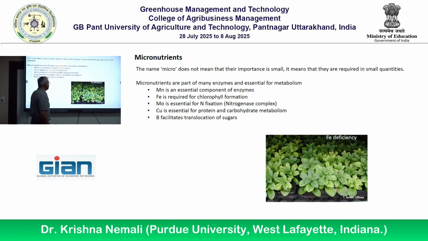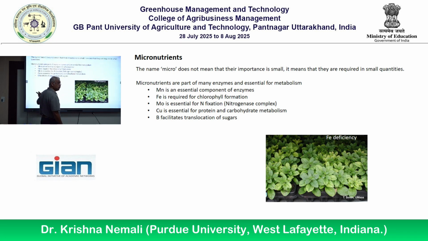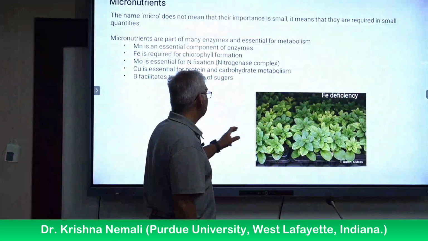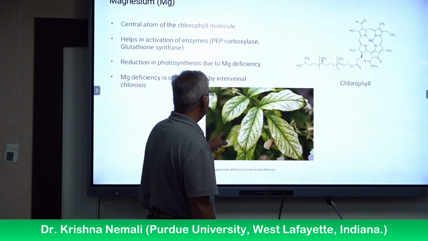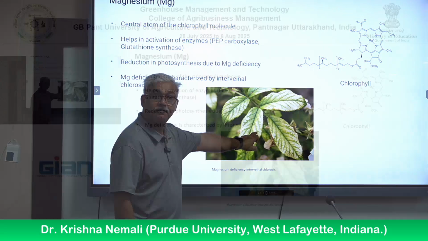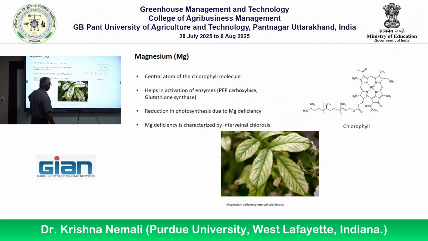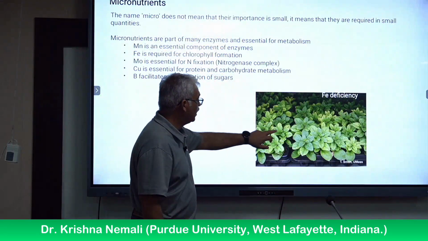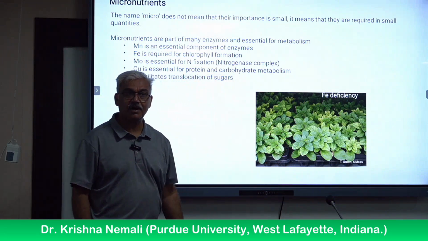But if you go to, I'm sorry, give me a second. I'm going to go to magnesium. Remember I showed you intervenal chlorosis for magnesium? You cannot see this, but these are upper leaves. Okay, but let's go to iron one more time. Older leaves. Why older leaves for iron?